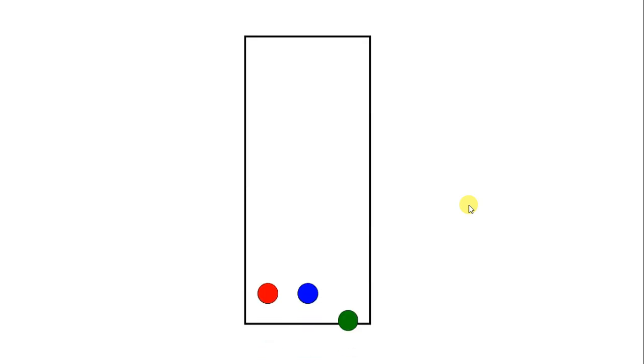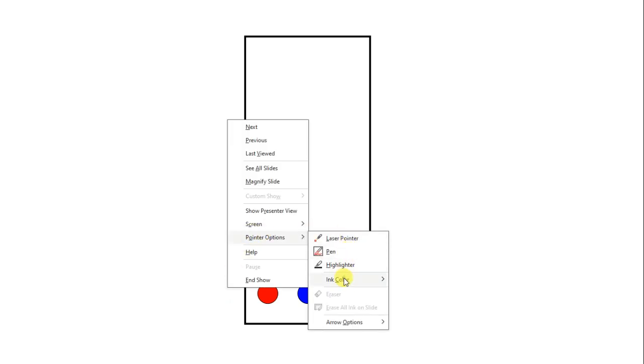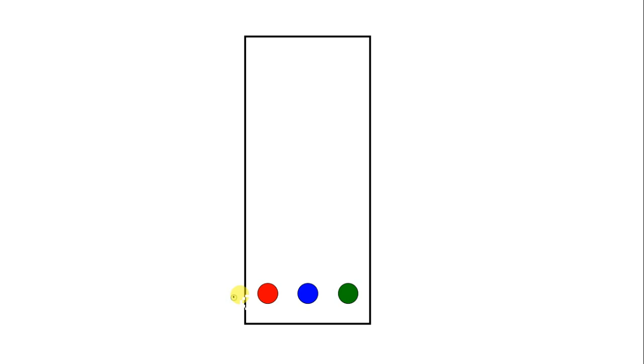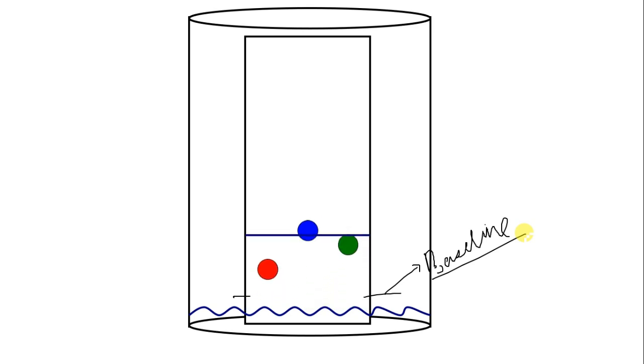This is the sample. What we have done is we have loaded the sample on the baseline. Baseline means the line at which we load the samples at equal distance, or equidistant loading. Then you see this is the solvent front. The solvent will slowly migrate up the distance.